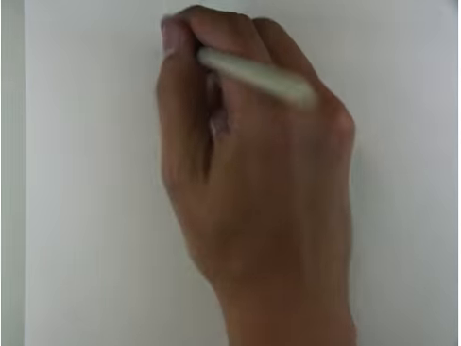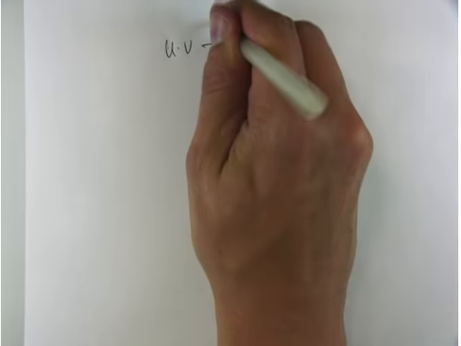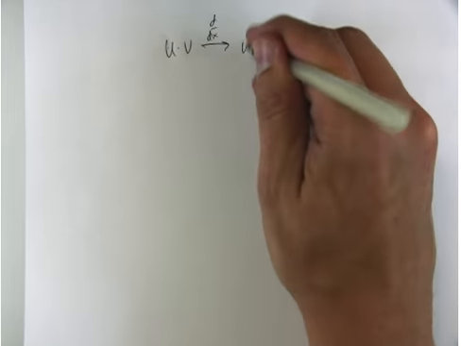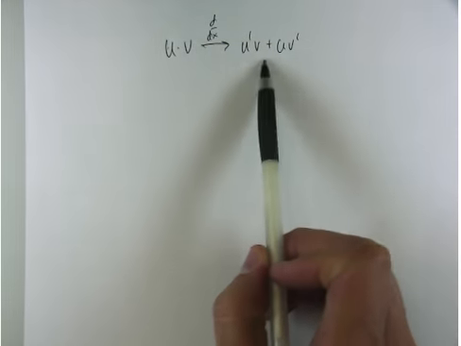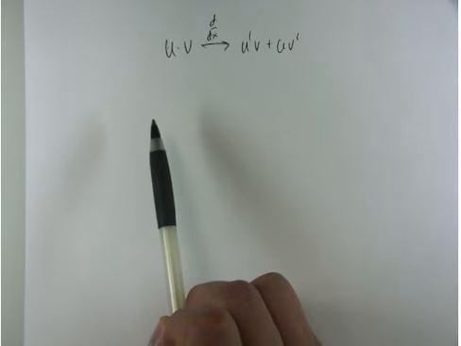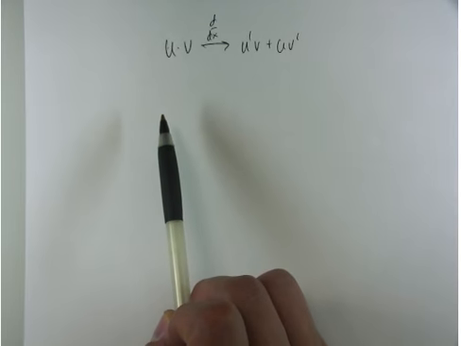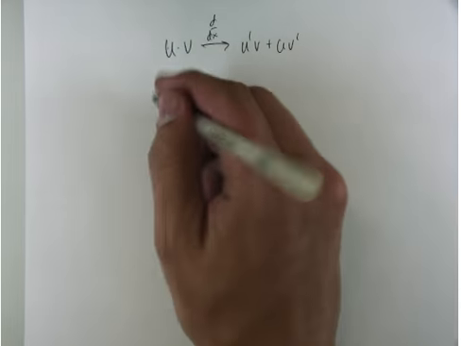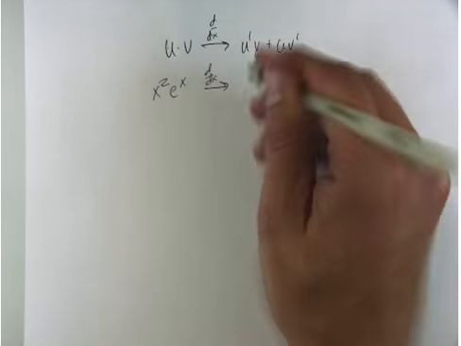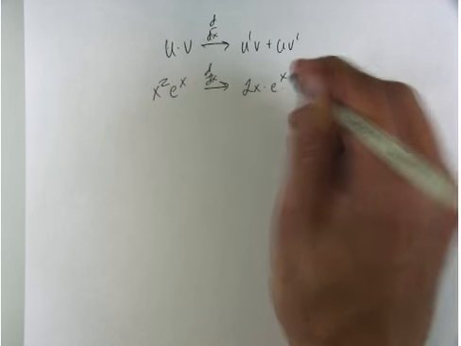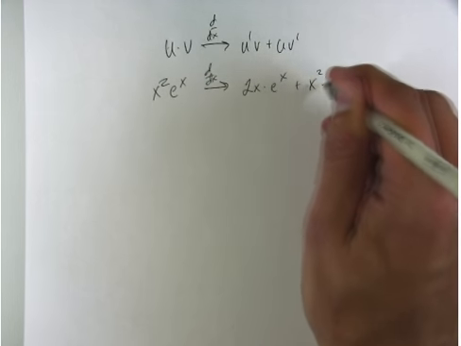If two functions are multiplied by one another, u times v, I know that the derivative of that, everybody gets a turn, right? It's u prime v plus u v prime. So things like x squared e to the x get turned into 2x times e to the x plus x squared times e to the x.